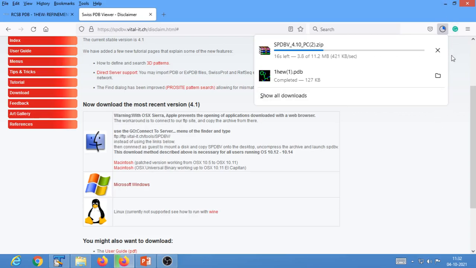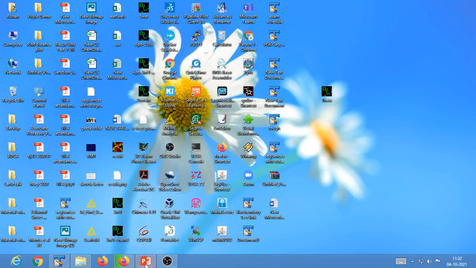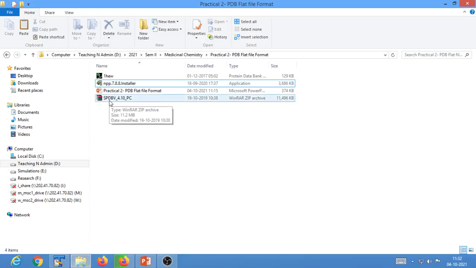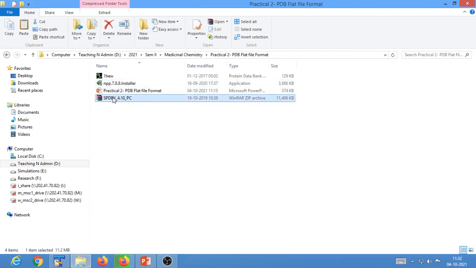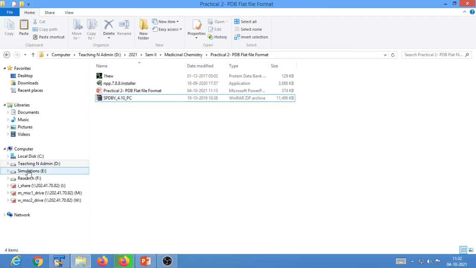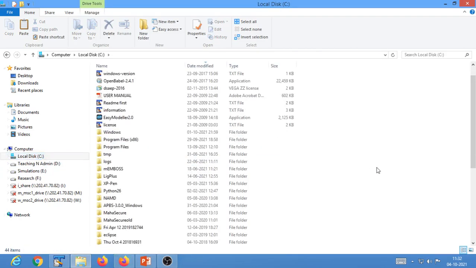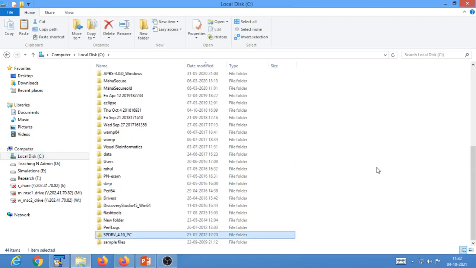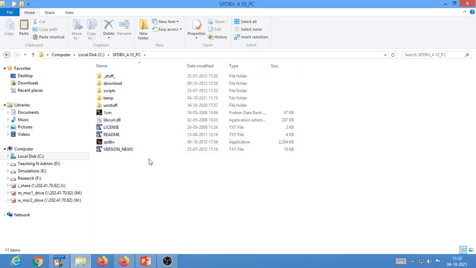Okay, and I have already done it. So what you can do is that you would get a zip file like this. Wherever you have saved your zip file, all you have to do is to extract the information in this archive to, say, your C drive. Okay, I have extracted it in my C drive. You would get a folder like this wherever you extract it, and in this folder you can run your SPDBV through this application icon.